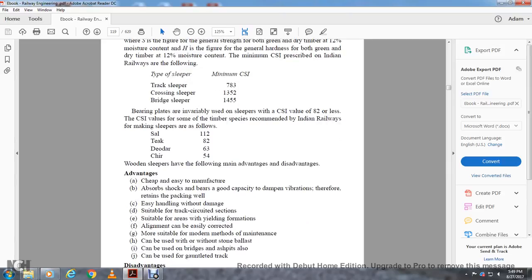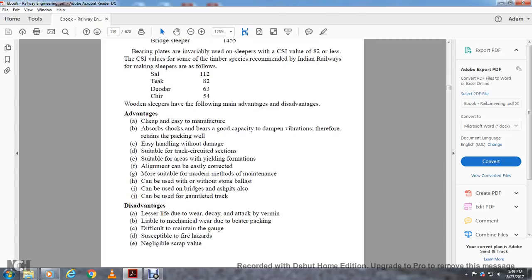The advantages: cheap, easy to manufacture, absorb shock, good capacity for damping vibration, therefore retaining the packing well, easily handled without damage, suitable for track circuited sections, suitable for areas of yielding formation, alignment can be easily corrected, and more suitable for modern methods of maintenance. Stone ballast can be used for bridges, and ash pits can also be used for the gantlet track.